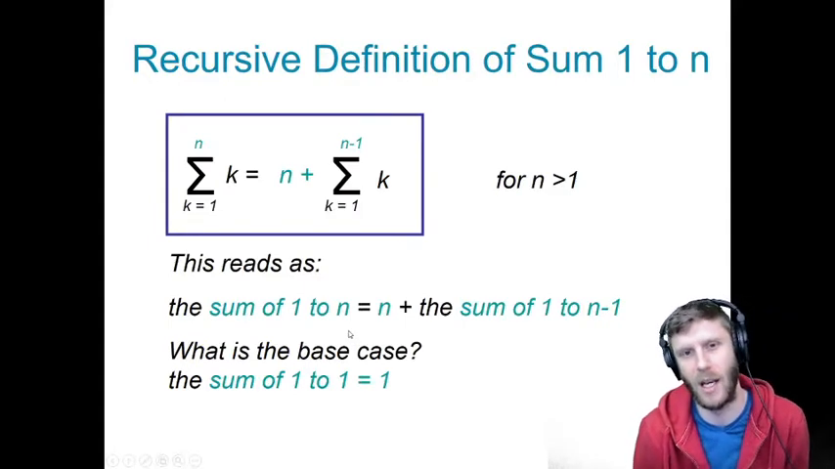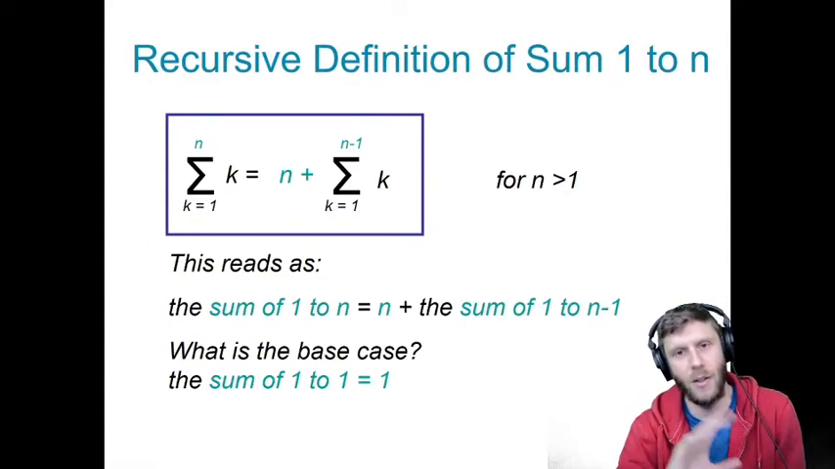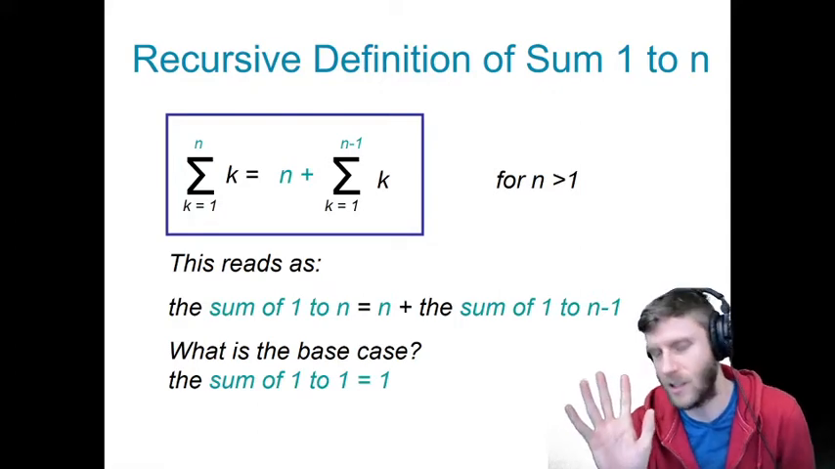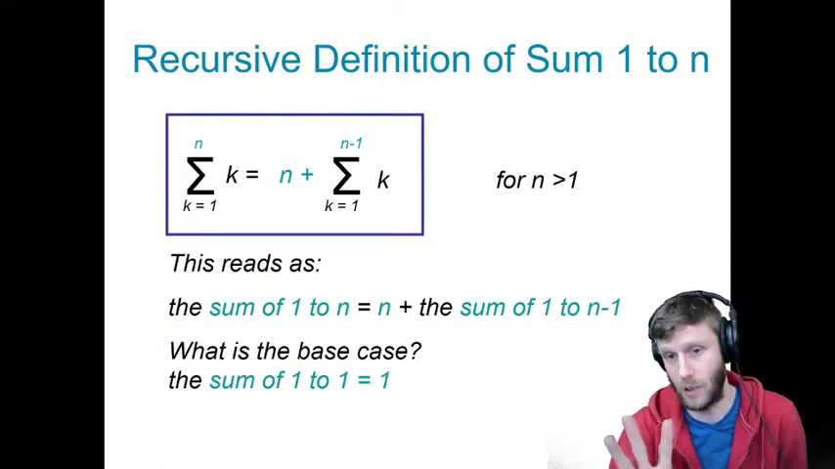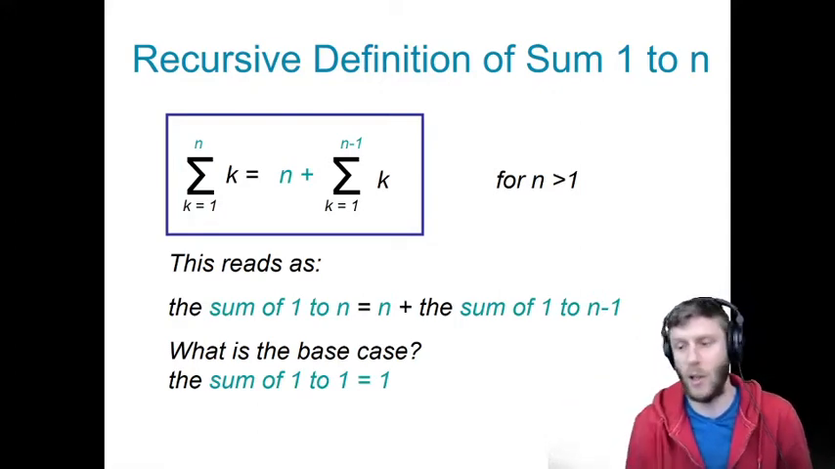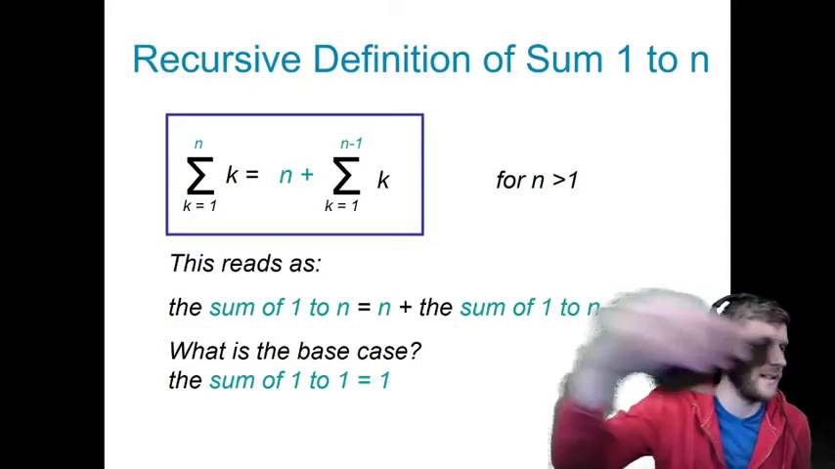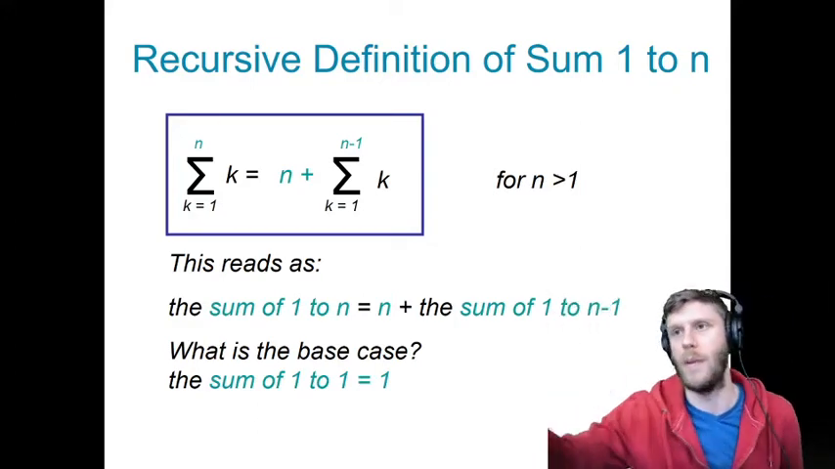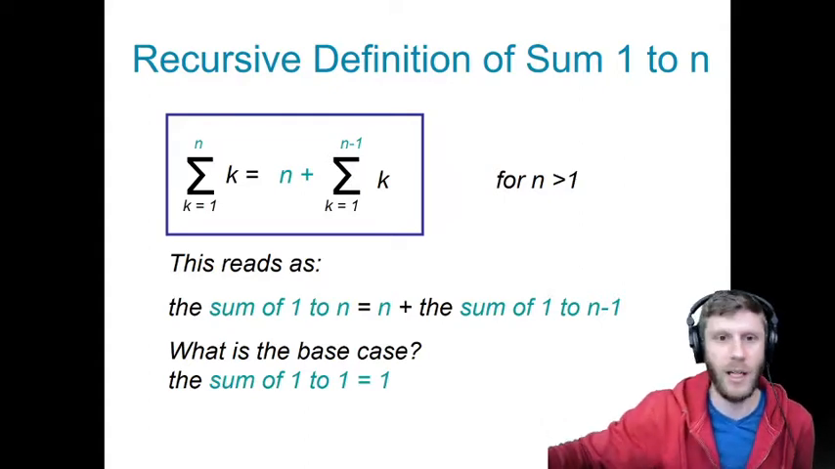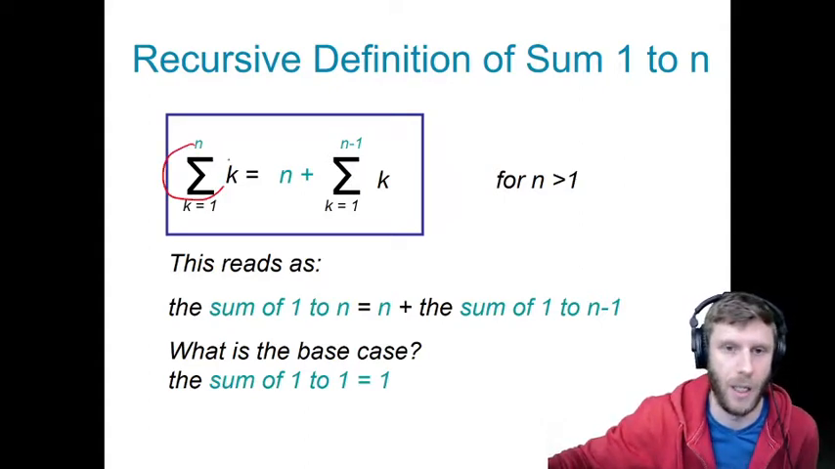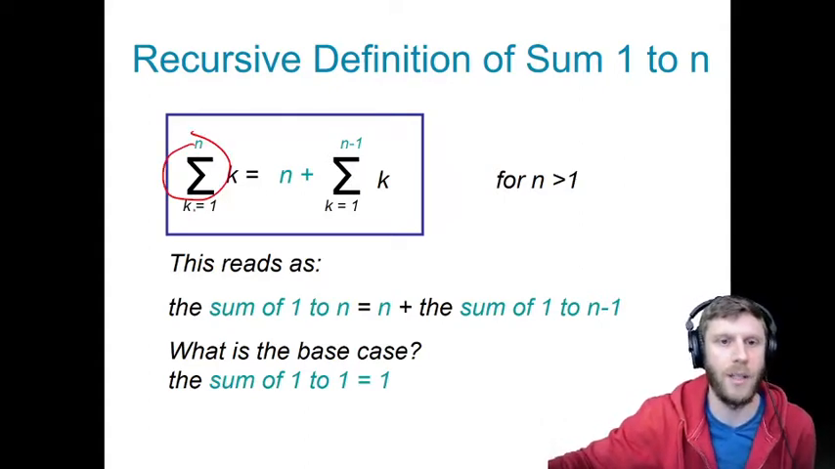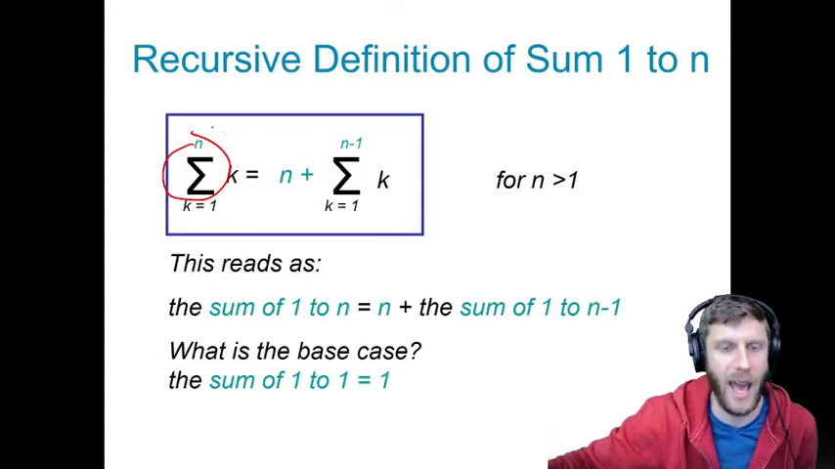Now, let's define this recursively. And if you see that this looks similar to factorial, you're right. But here, for those of you that just didn't spend the time with math, or maybe you forgot, this right here is the symbol for sum. So this means add all the numbers from k equals 1 to n, where n is some arbitrary number.